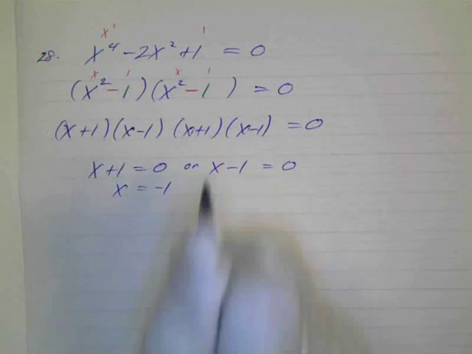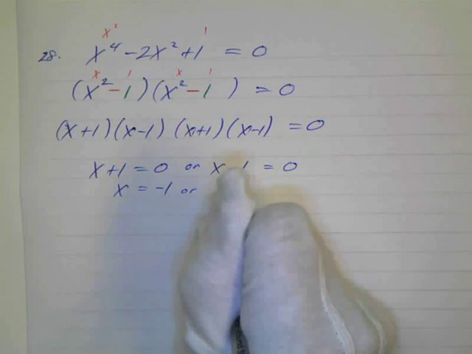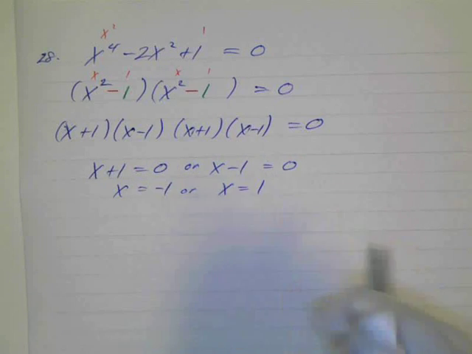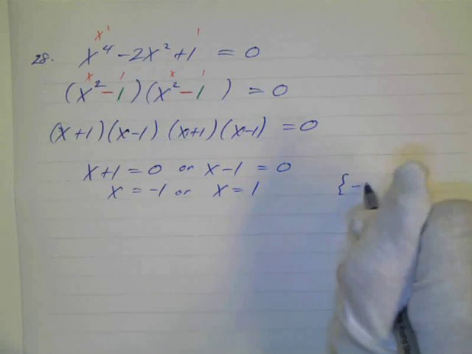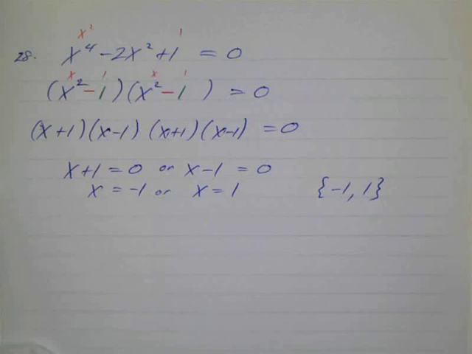X would equal positive 1. So your solution set is negative 1, positive 1. But again, we do have what we call repeated roots.